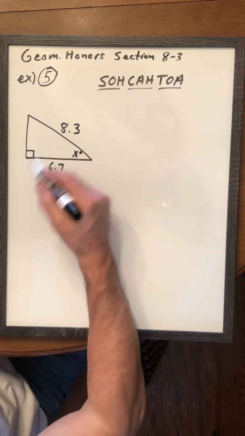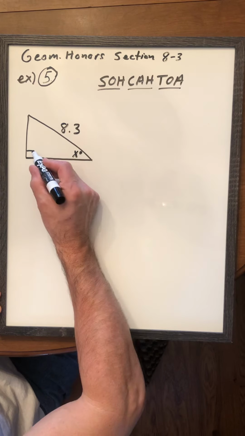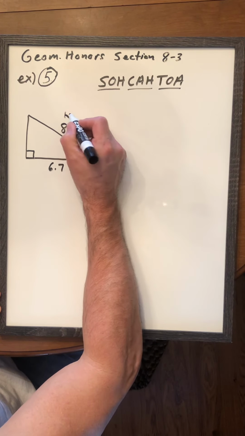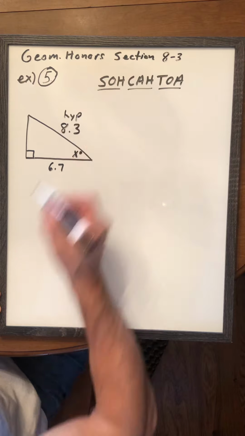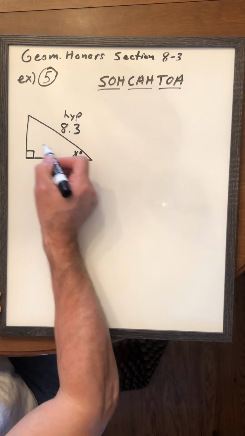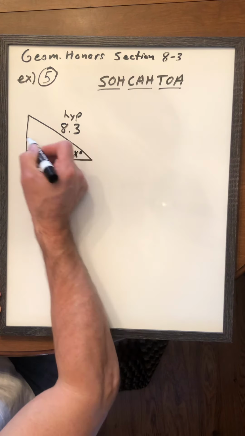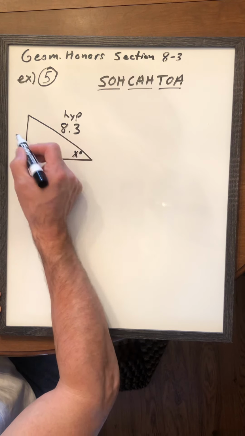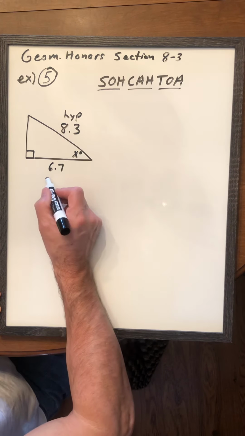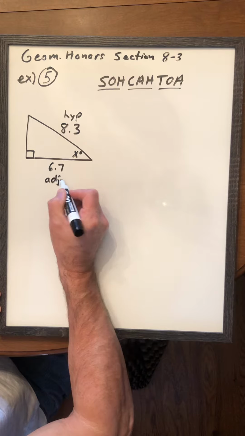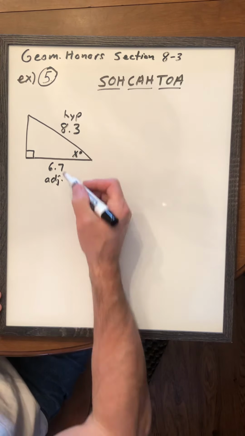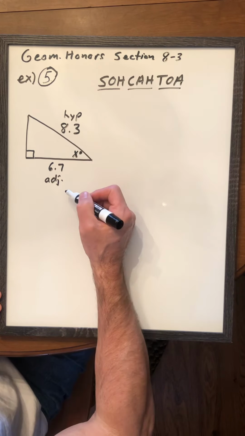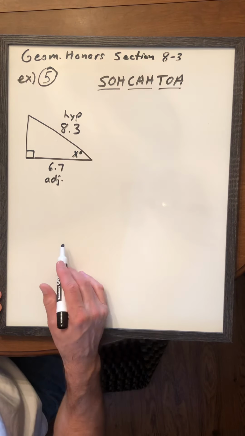So again, I would find the hypotenuse first, opposite the right angle, so I know this is the hypotenuse. And this side over here, straight across from my angle, is the opposite, but I'm not using that. And so that means this has to be the adjacent side. And so I'm using adjacent and hypotenuse, so that means it's got to be cosine.